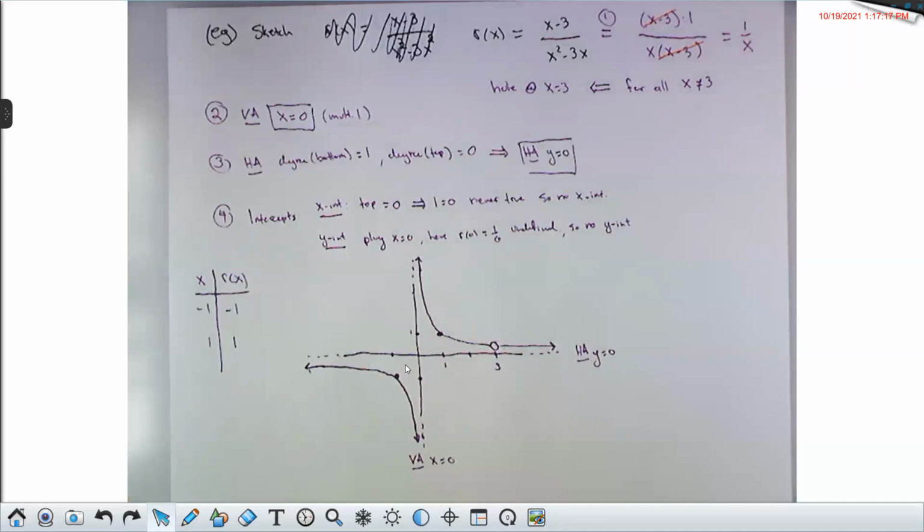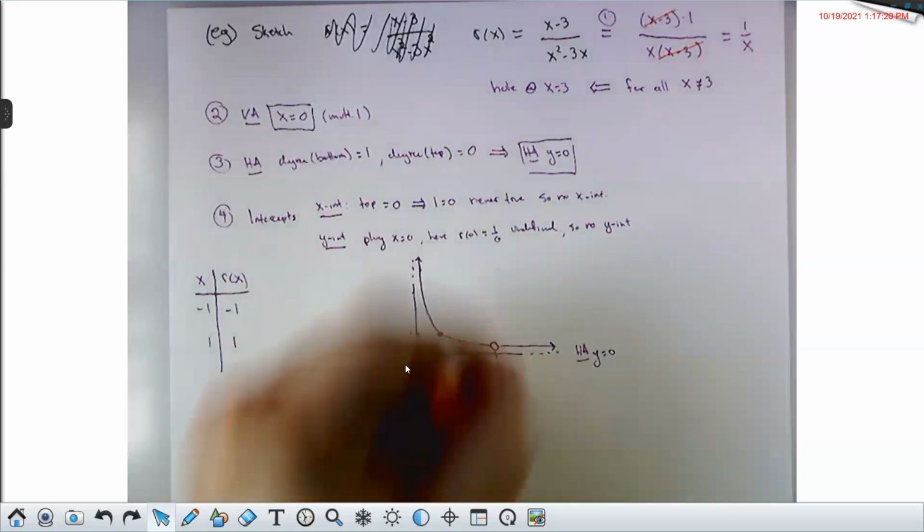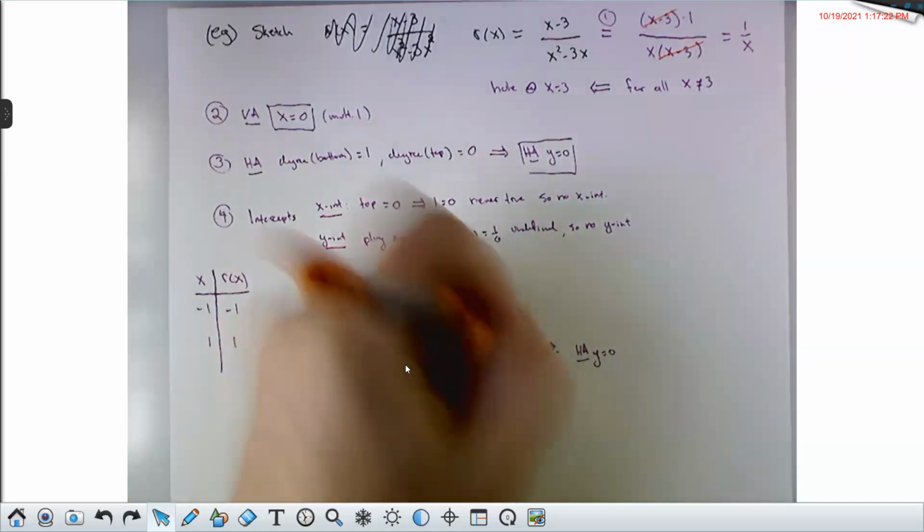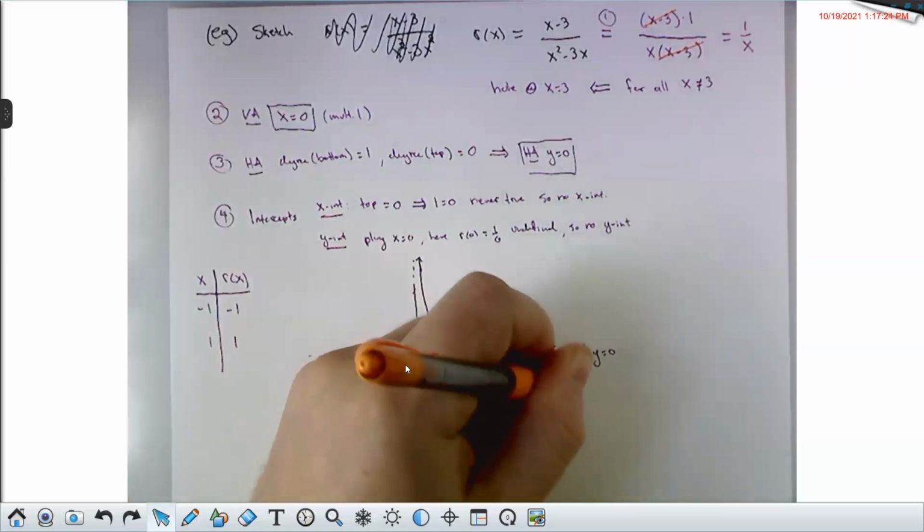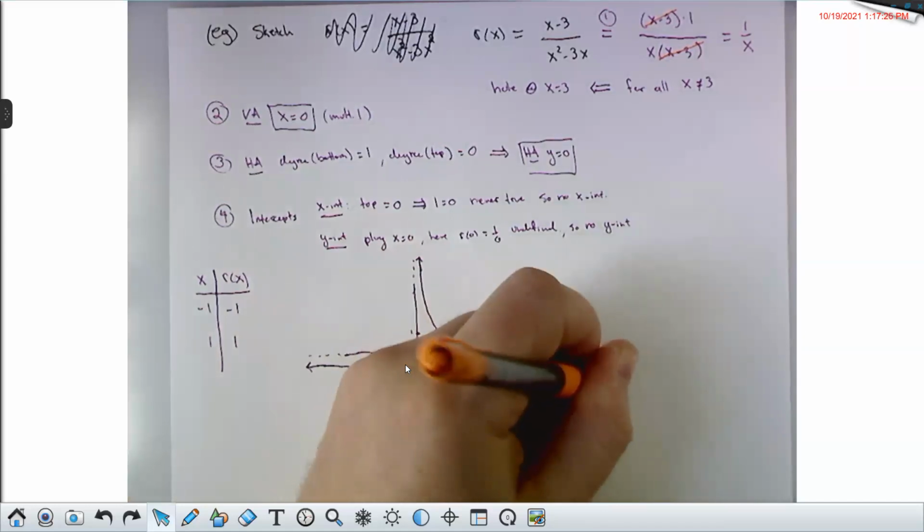I do have one question for you. Can you find for me the y value of this hole?